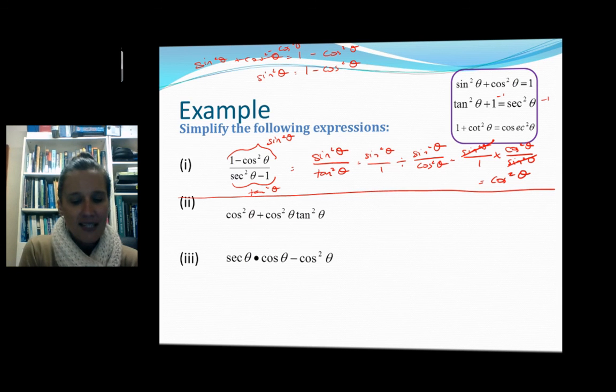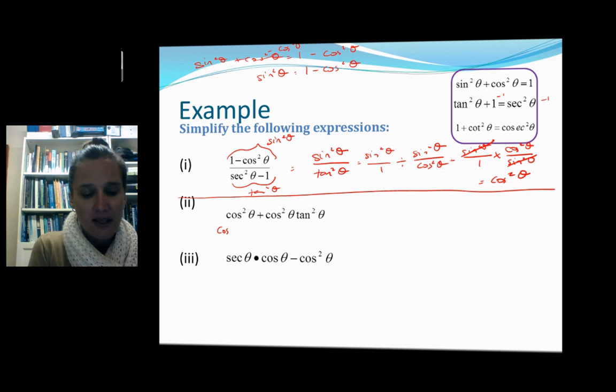So now looking at our second example, we've got something a bit more complicated happening here. We've got cosine squared theta multiplied by tan squared theta. Well, here we can take our cosine squared theta out the front, and then we've got 1 times cosine squared theta is cosine squared theta. And then we take it out and we've got tan squared theta here. So now we've got cosine squared theta multiplied by 1 plus tan squared theta. And 1 plus tan squared theta is equal to sec squared theta.